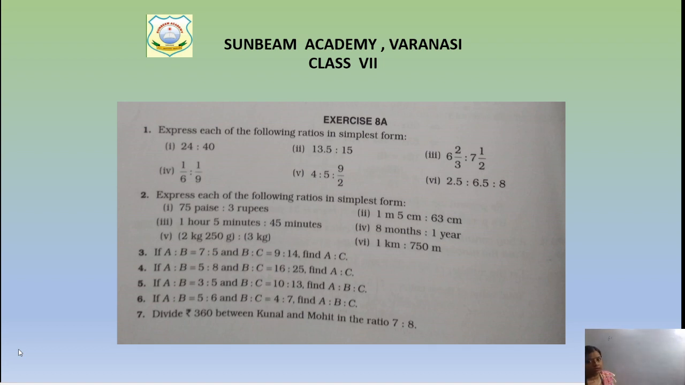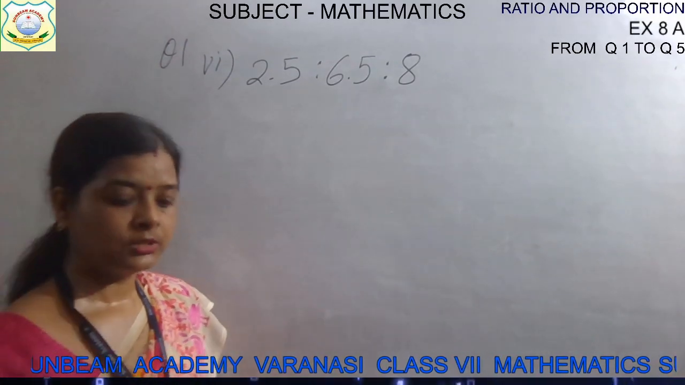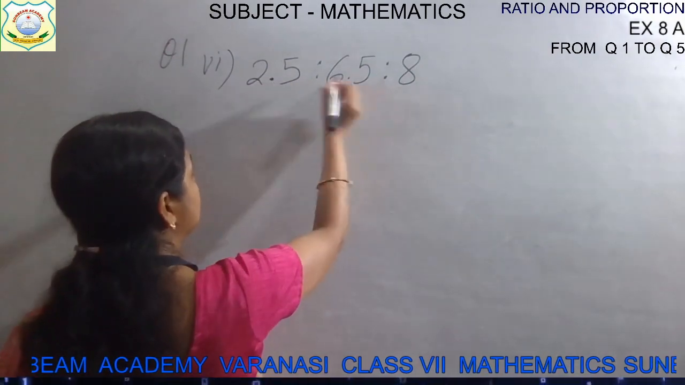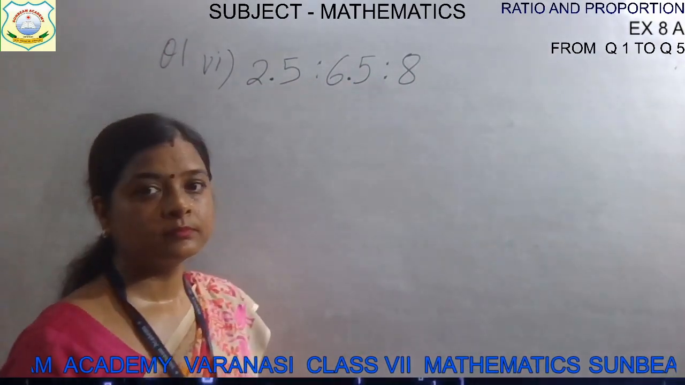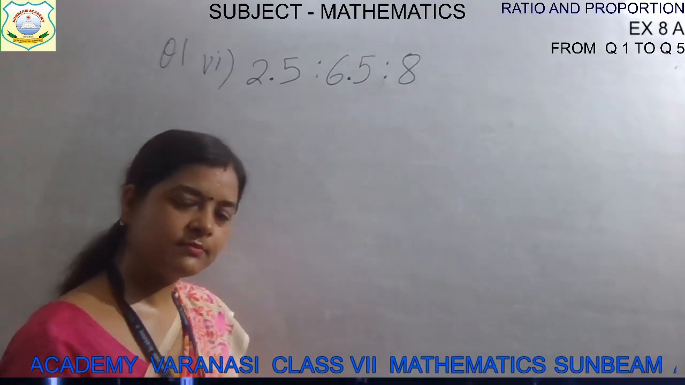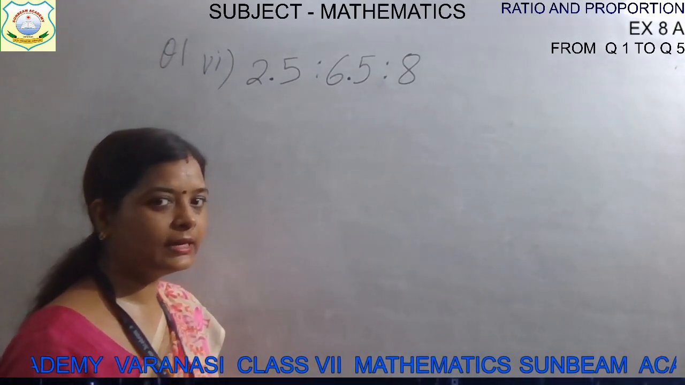The question is 2.5 is to 6.5 is to 8. So this is your question. Children, this is in decimal format, isn't it? Can we simplify it? Yes. How? Come on, quickly tell me.